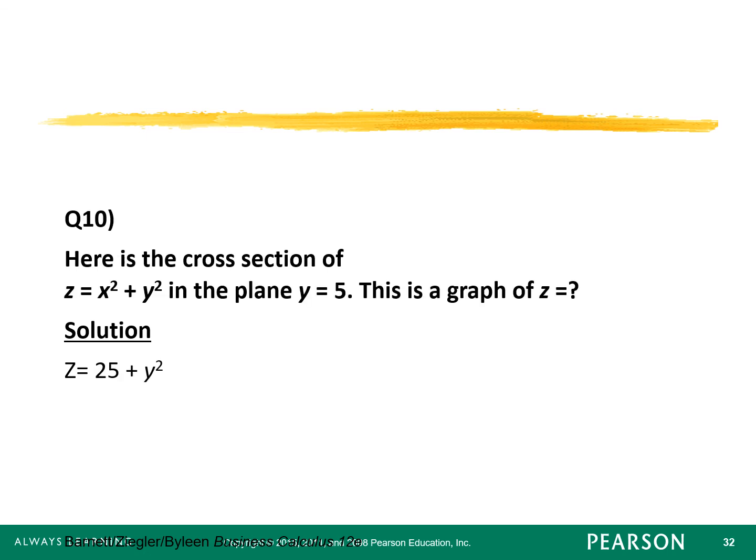So this is the last question. Here is the cross section of z equals x squared plus y squared in the plane y equals 5. This is a graph of z what? The solution will be z equals 25 plus x squared, because we should put 5 for y. So that is all.